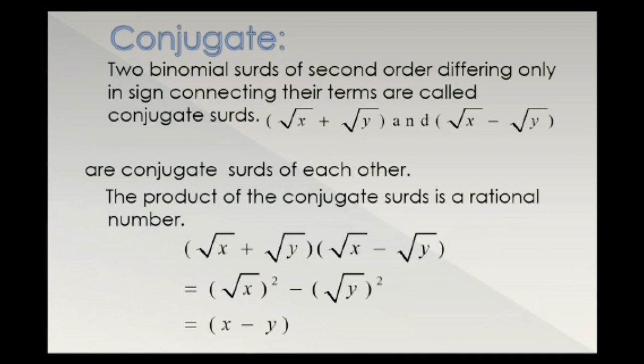If it is positive, it will become negative. If it is negative, it will become positive. And one more thing: the product of the conjugate surds is a rational number. Whenever you multiply the conjugates with each other, the answer will be a rational number. Rational numbers means simple numbers without the radicals. So this is the conjugate, which is very important for rationalizing the denominator. I hope it is clear to you, students.